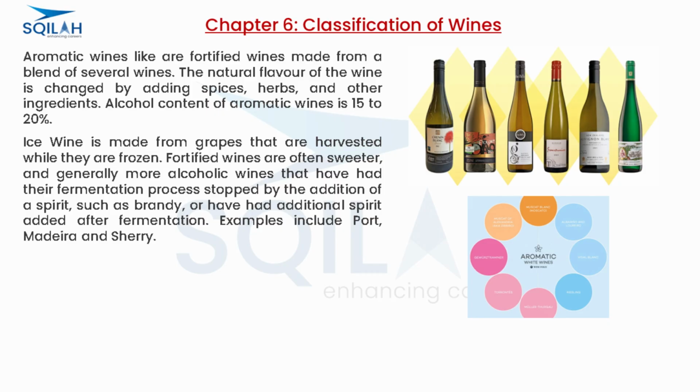The natural flavor of the wine is changed by adding spices, herbs, and other ingredients. Alcohol content of aromatic wines is 15 to 20%. Ice wine is made from grapes that are harvested while they are frozen. Fortified wines are often sweeter, and generally more alcoholic wines that have had their fermentation process stopped by the addition of a spirit, such as brandy, or have had additional spirit added after fermentation. Examples include port, Madeira, and sherry.